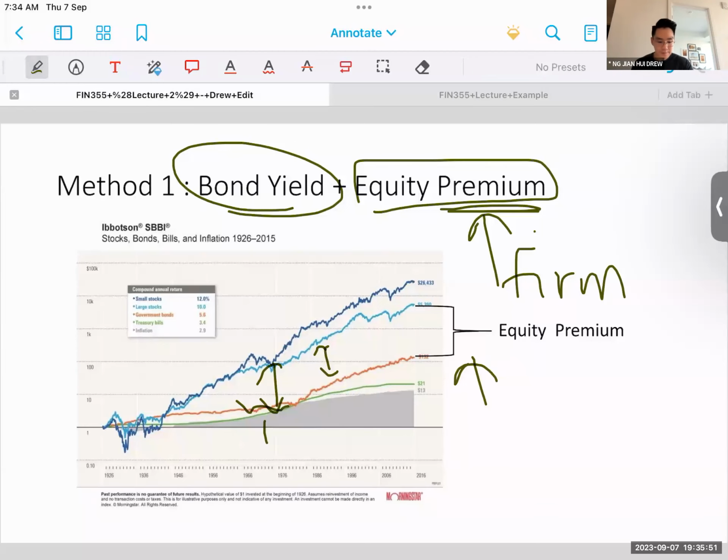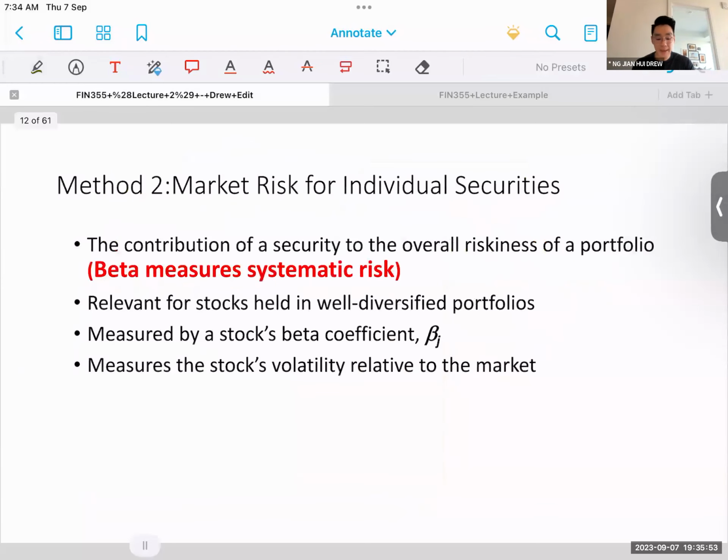Okay. Method two would be something quite familiar because we are using CAPM. I believe everyone has heard of CAPM, where we are using the idea of a beta. So what is beta?